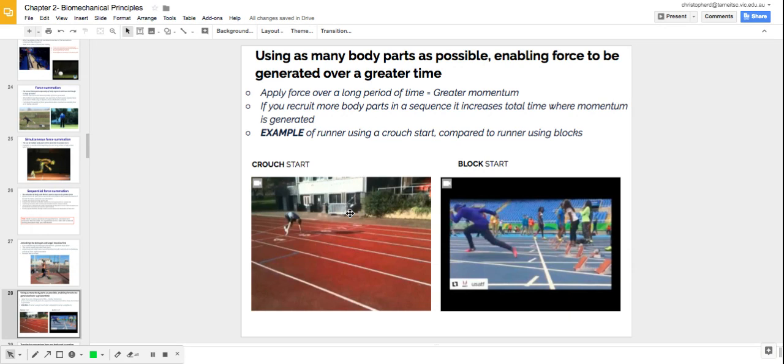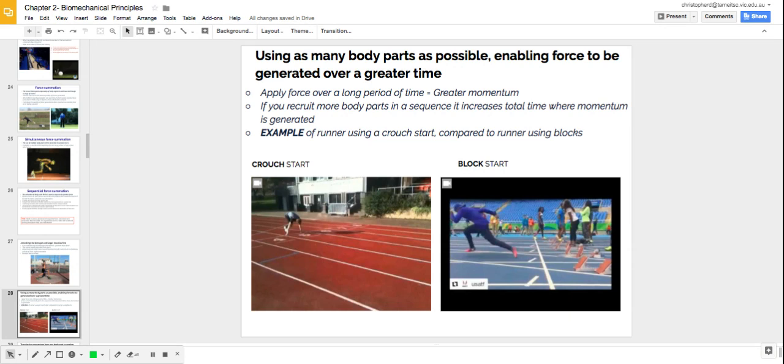Another example we have here is using as many body parts as possible, enabling force to be generated over a greater period of time. So if we think about this, if we're using more body parts, it's going to mean that we're going to be able to apply a force which will create greater momentum. So if you recruit more body parts in a sequence, then it increases the total time where momentum is generated.